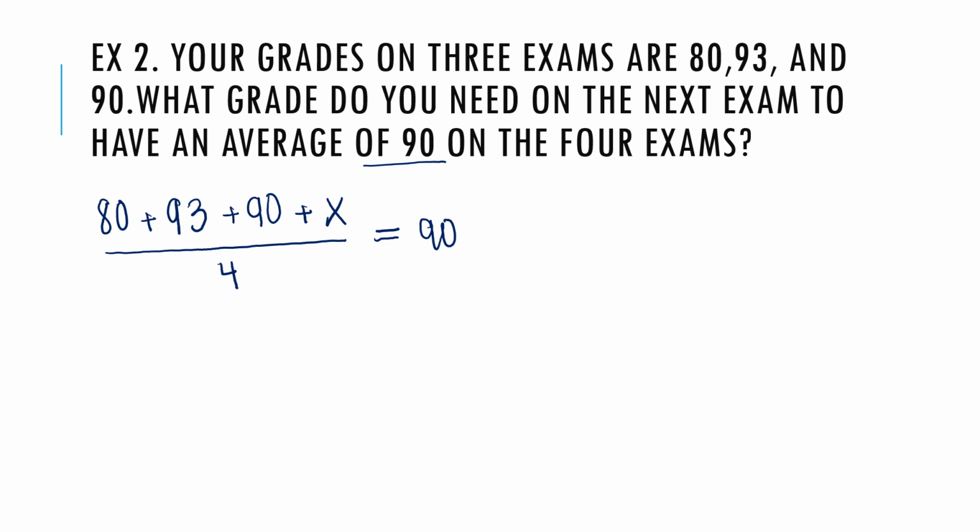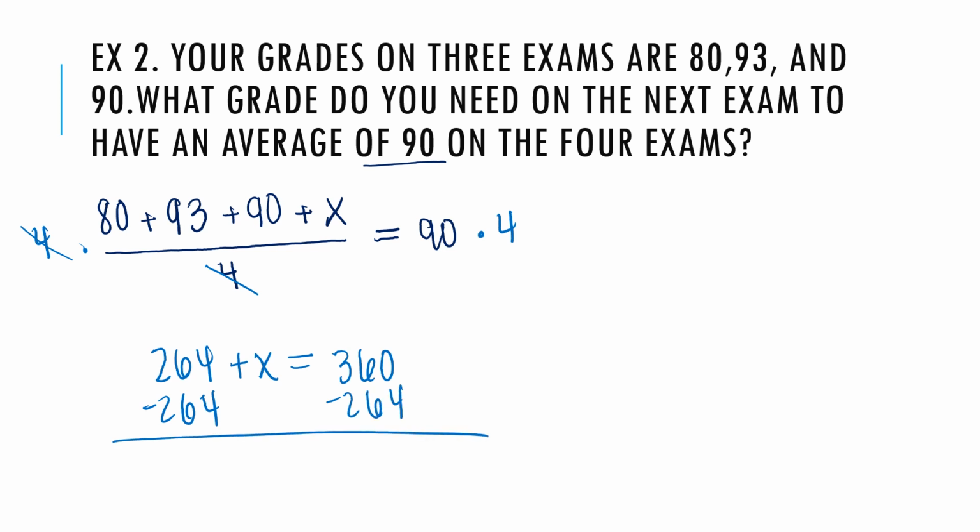So what you're going to do is multiply 4 on both sides. And then I'm going to add these numbers together. So you get 264 plus x equals 360. Go ahead and subtract 264, and you get x is equal to 96, which means you need a 96 on that last test in order to get a 90% average.